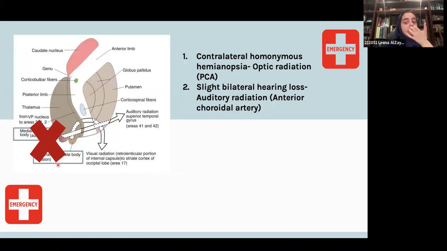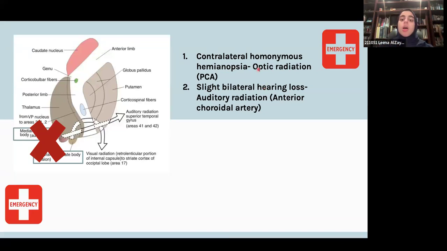What about the clinical scenario for losing the medial geniculate or the optic radiation or auditory radiation? Obviously, you would have contralateral homonymous hemianopia. I can't say it, but you guys get it. Basically, you lose half your eyesight, and or you will have slight bilateral hearing loss if you lose the auditory radiation.